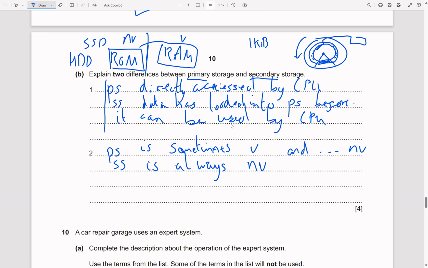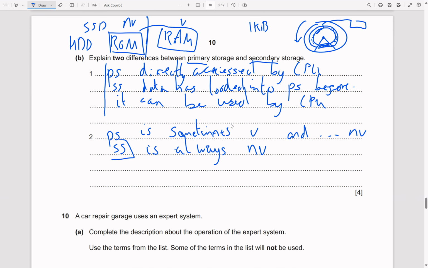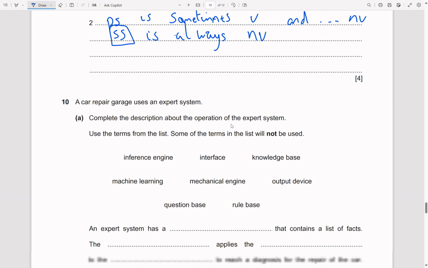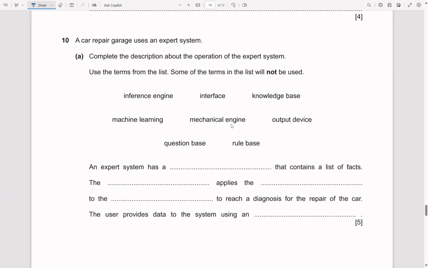I can't think of an example that's not. Likewise, you can say again, PS is generally more expensive, but generally faster. And you can also say secondary storage is generally bigger, at least with SSDs and hard drives. Something like a USB, not so much, because maybe you have 16 gigabytes of RAM, but you might only have a 4 gigabyte USB. Although these days USBs have also got pretty big.